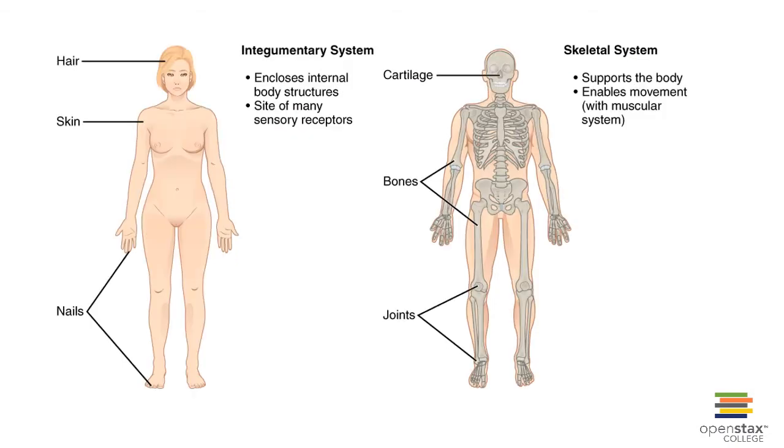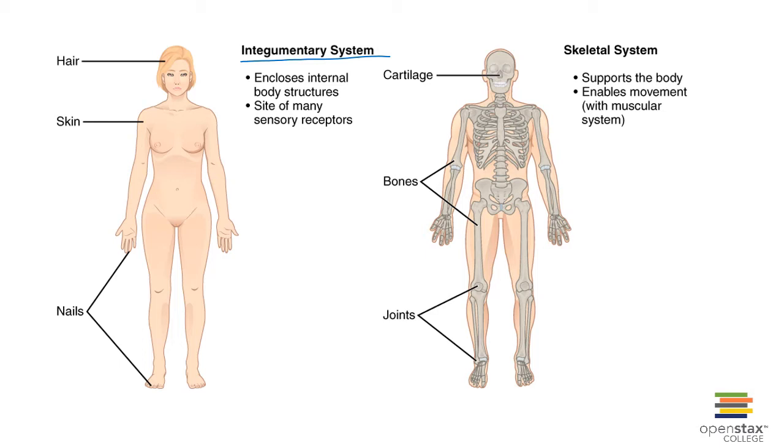The integumentary system, that's just a fancy word for skin. It helps enclose internal body structures, helps protect them, prevent infections, and it's the site of many sensory receptors. So again, the integumentary system interacts with the immune system, the lymphatic system, and also the nervous system. Again, these systems all work with one another. There's not one that just exists separately on its own. Major components of the integumentary system are, of course, body hair, the skin, and the nails.